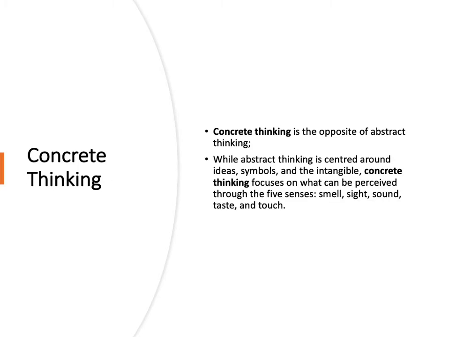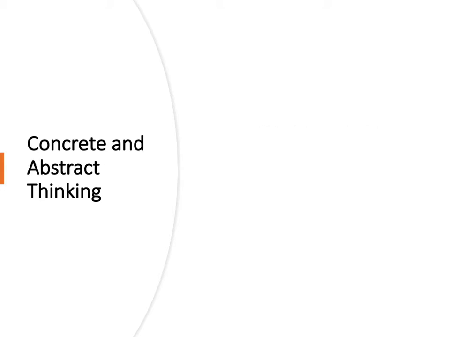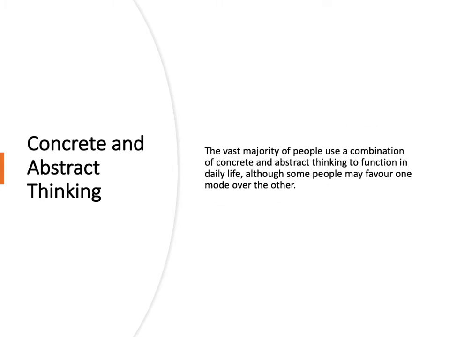While abstract thinking is centered around ideas, symbols, and the intangible, concrete thinking focuses on what can be perceived through the five senses: smell, sight, sound, taste, and touch. The vast majority of people use a combination of concrete and abstract thinking to function in daily life, although some people may favor one mode over the other.